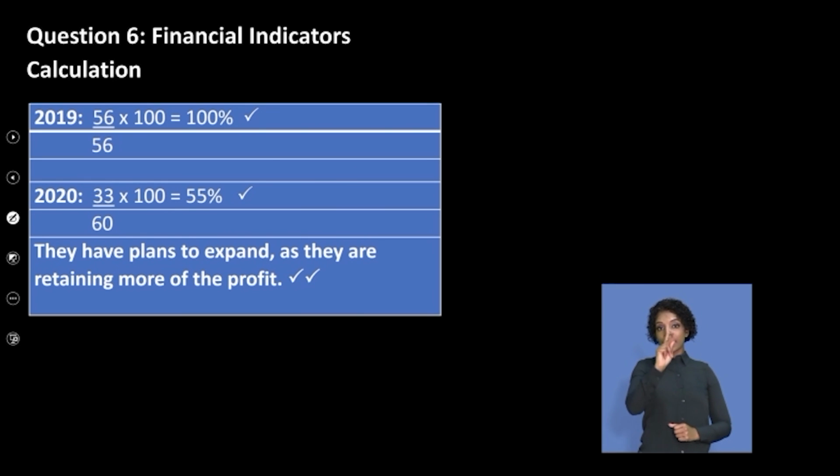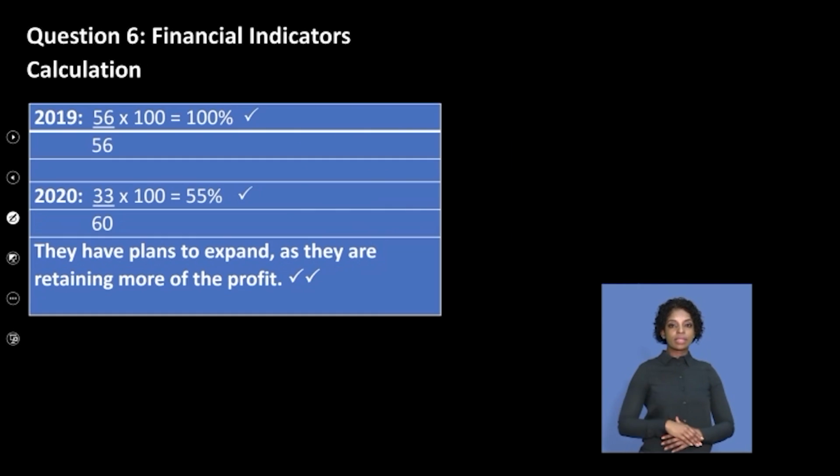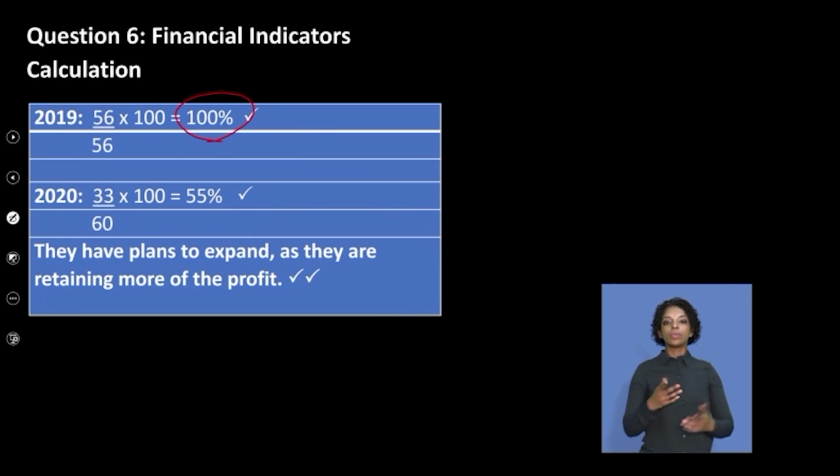In the first year, you take your dividends over your earnings, right? Let's just check it out so we have the right figure. You take your dividends over your earnings, and clearly you can see that they paid out 100%. Okay? In the next year, what do you do? You take your dividend of 33 over your earning of 60, and 33 over 60 was 55%.